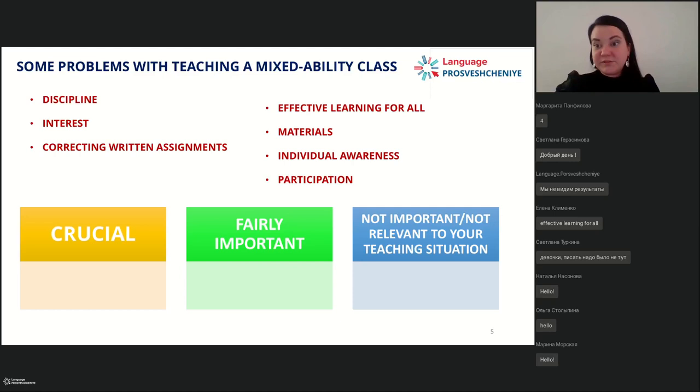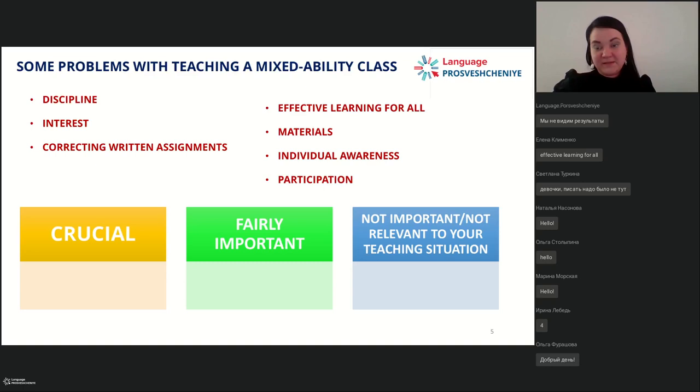And one more task which I'd like you to do individually on your own, you can draw it or you can just think about it. Of course, we cannot solve all of these problems at one time, in a very short period of time. And a good idea would be not only to rank these problems, but also try categorizing them into three groups. And the groups you can see here at the bottom of the slide would be crucial, fairly important, not important, or not relevant to your teaching situation. What do we mean by crucial problems? These, of course, are problems which worry us most of all and which we definitely need to solve.